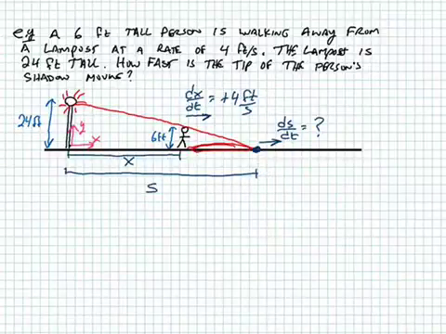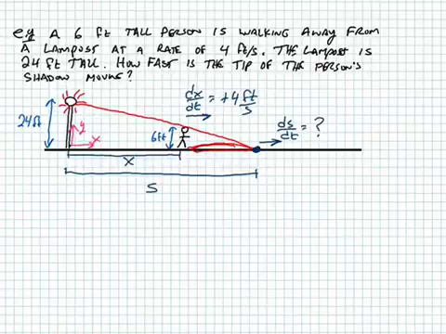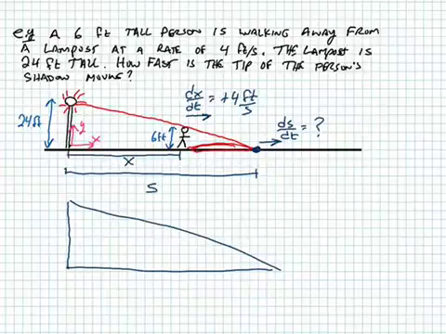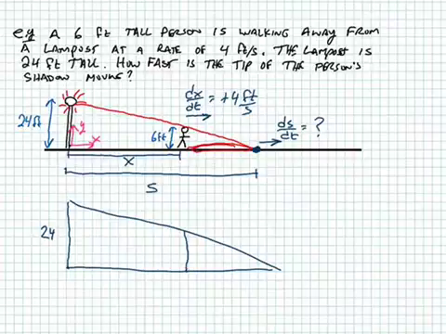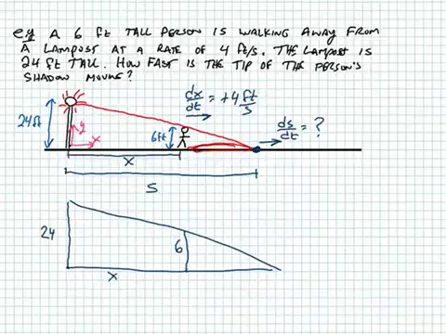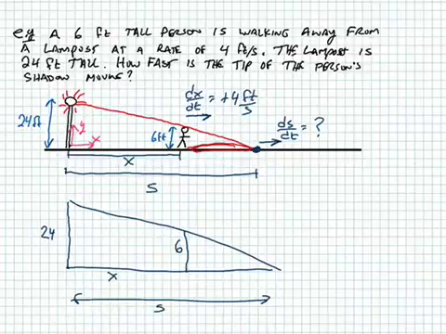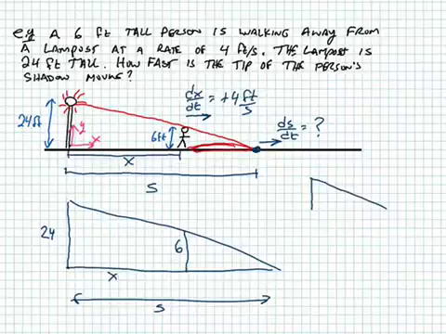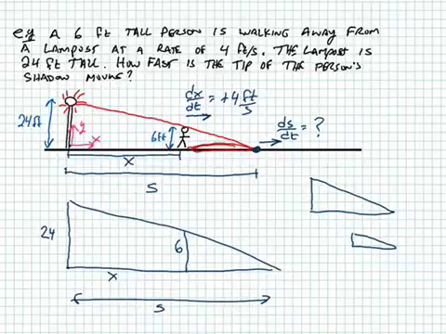If we look at the geometry in this problem, we actually have two triangles. I'll draw that out. The height of this larger triangle is 24, the height of the lamppost, and the person is 6 feet tall. Then the base here is x, and the whole thing is s. If I break this into two similar triangles, I can use similar triangles to solve this. So I've got my big triangle and my little triangle.